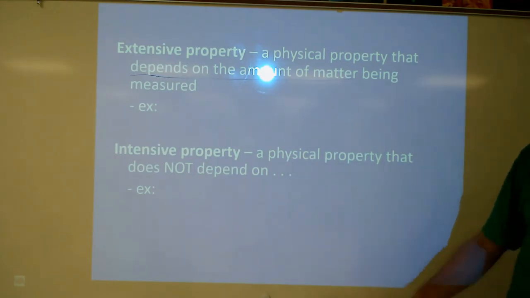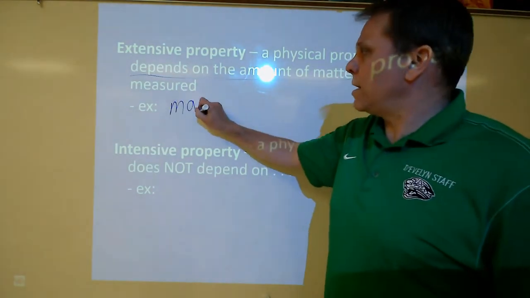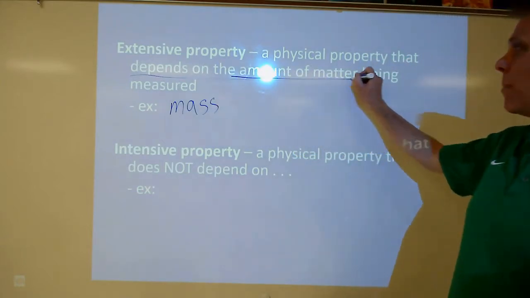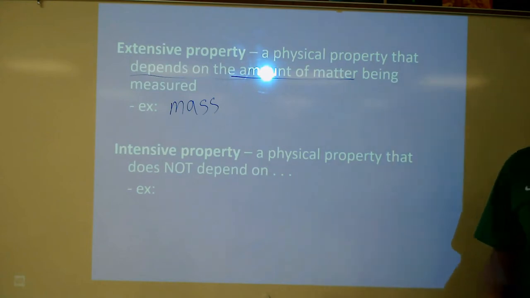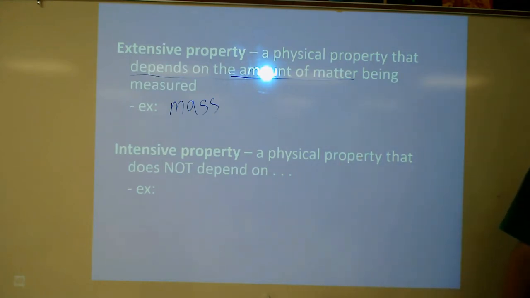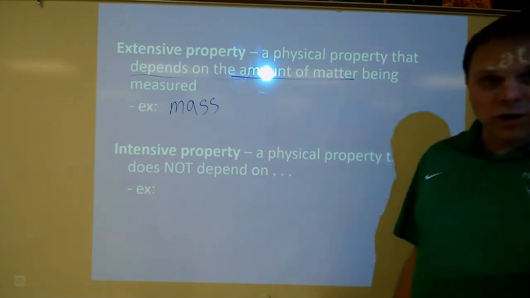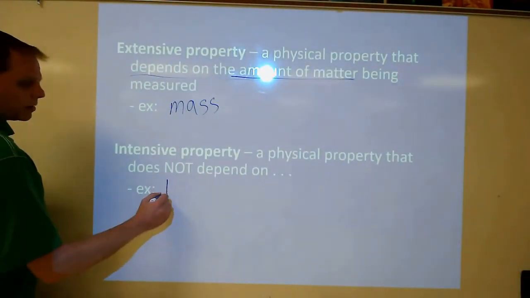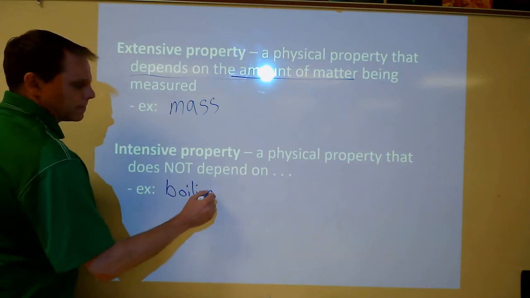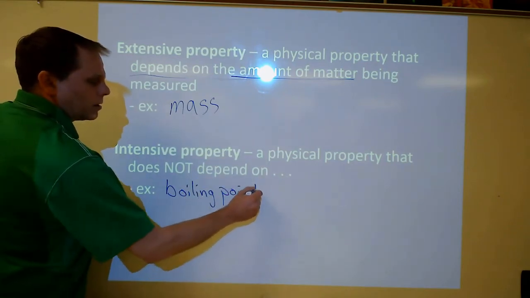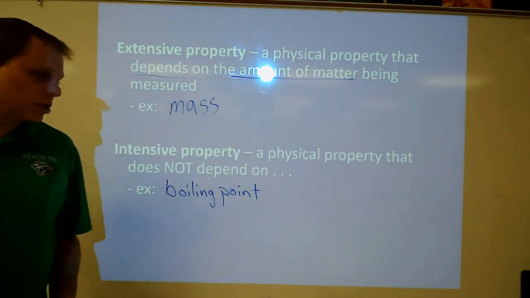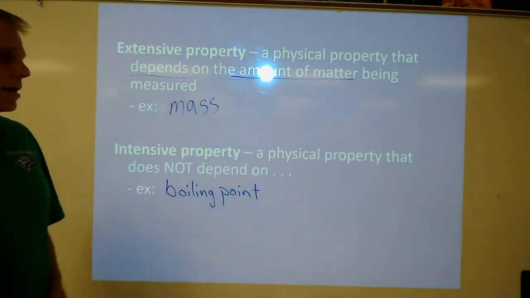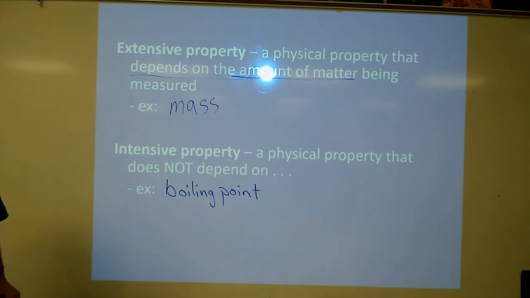Okay, so let's think about some examples here. Mass, for instance, would be a great example of an extensive property, right? Because if I change the amount of matter, am I going to change my mass? Well, yeah, I'm going to have more mass if I have more matter. What is not going to change no matter how much I put into it? A good example that you might be familiar with would be the boiling point, okay? Because I could have a lot of water or a little bit of water, and if I put a thermometer in there, it's still going to show me 100 degrees Celsius at sea level, and 1 atmosphere of pressure, all that good kind of stuff.